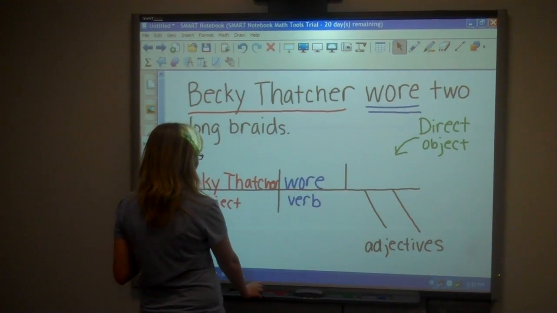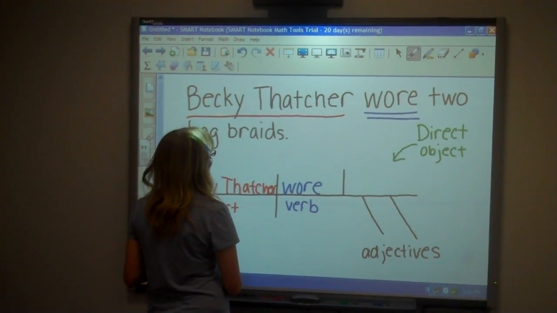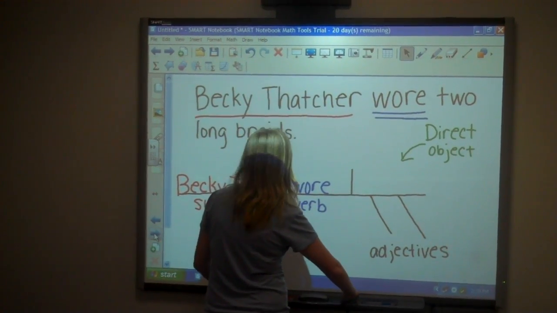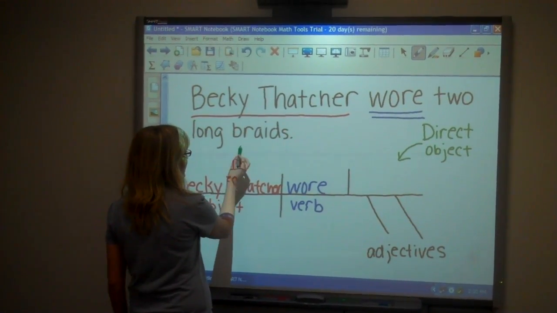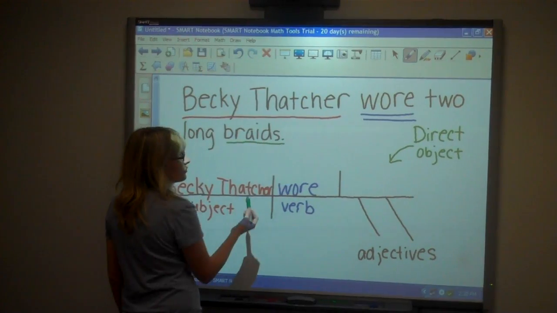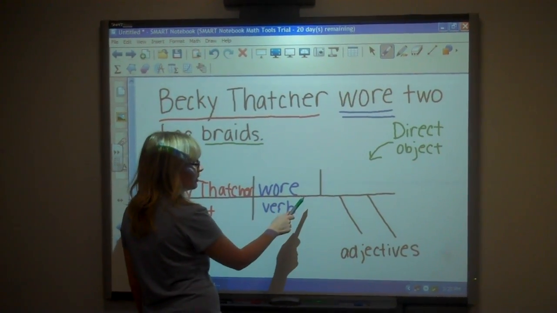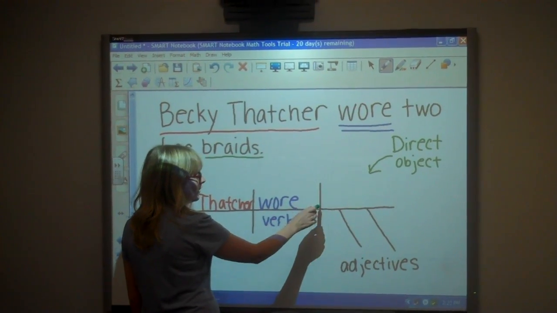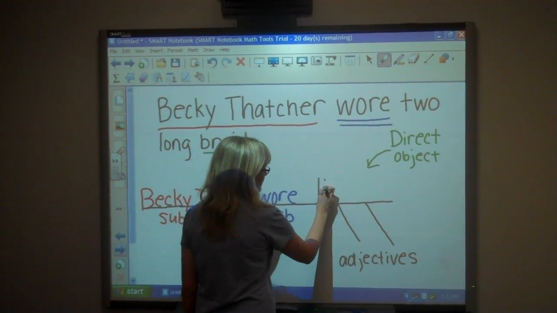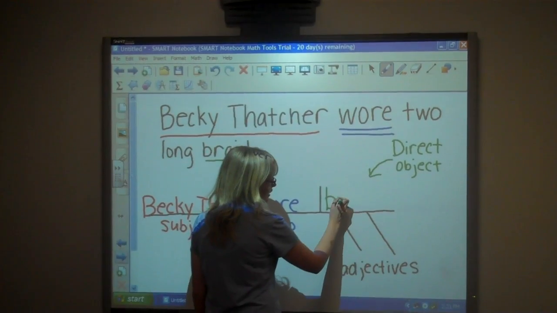You're going to take what she wore, which are the braids, and that's going to be the direct object. And the direct object always goes directly to the right of the verb with only a halfway line to separate them. So she wore braids.